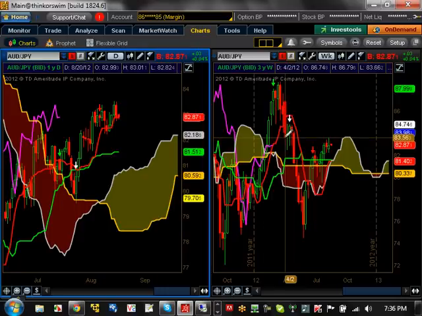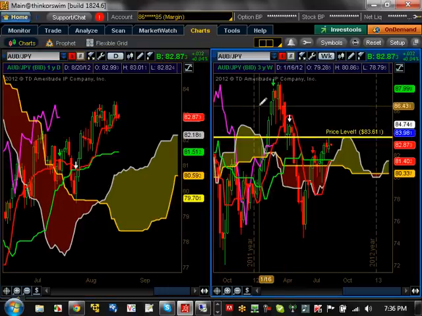You could see it hit a resistance here, which is 83.61. Support's going to be 81.51 moving forward.